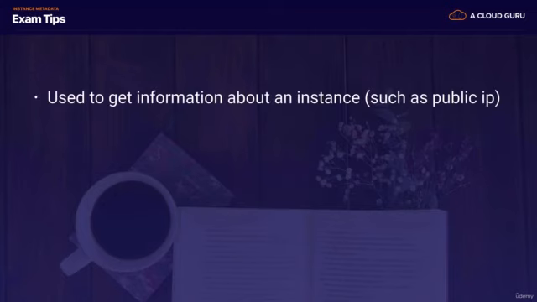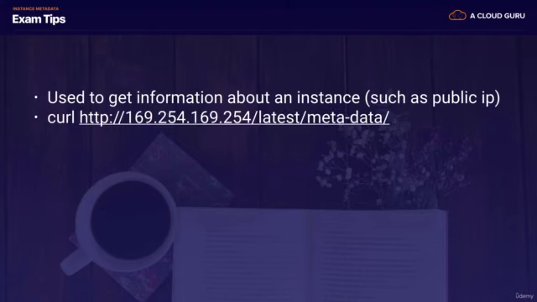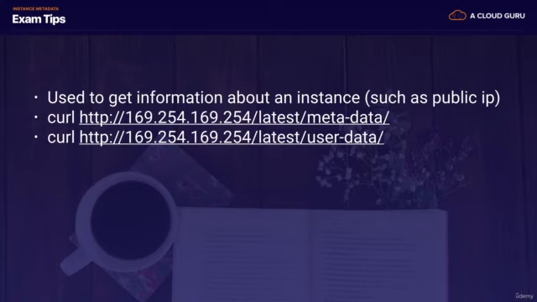So what are my exam tips? Well, just remember that metadata is used to get information about an instance, such as its public IP. And you can do that by running this command: curl http://169.254.169.254/latest/metadata. And then you can also get your user data, and your user data will simply contain the Bootstrap script that you ran, and that's what's passed to it when it is first provisioned. And you can get that by running the curl command, so 169.254.169.254/latest/user-data.